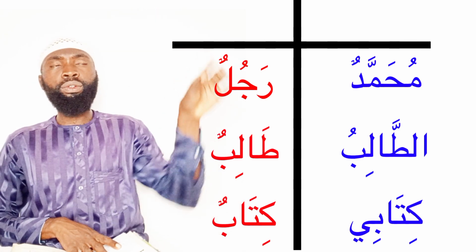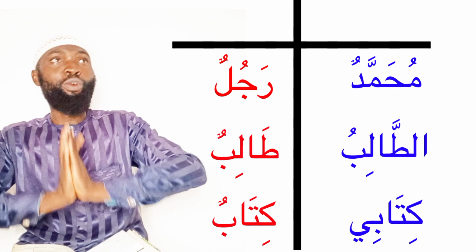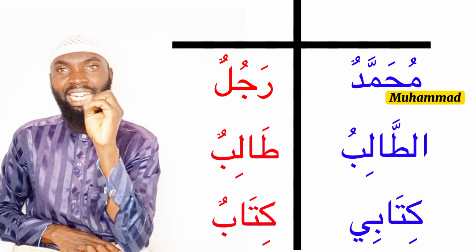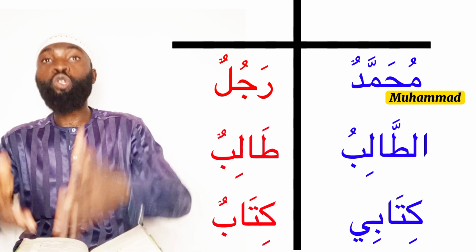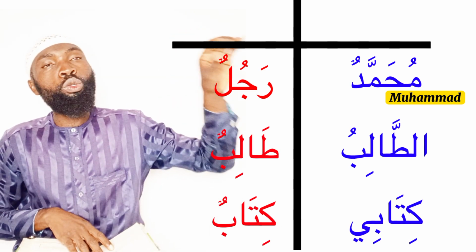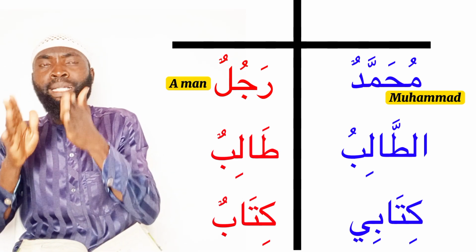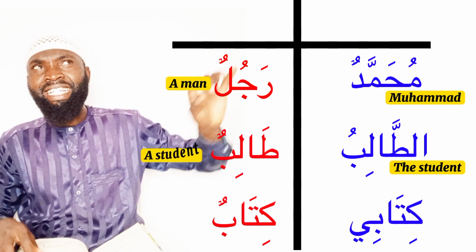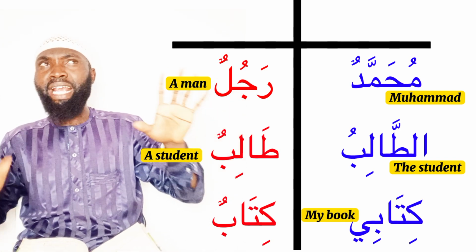Now, if you look through all these 6 words, first let me translate each of them for you so that we can arrive at somewhere. The first one, Muhammadun, is a name of a person, which we call Ismul Alam. That is a proper noun because it is the name of someone whom we know. So when Muhammad is mentioned, you know it is the name of somebody you know. Now, the word Rajulun simply means a man. Coming under Muhammad, the word At-Talibu means the student. Then Talibun means a student. The word Kitabi means my book, while the word Kitabun means a book.